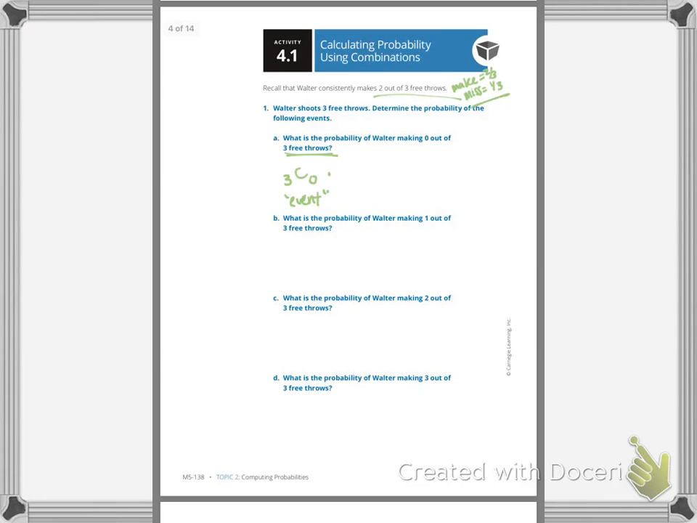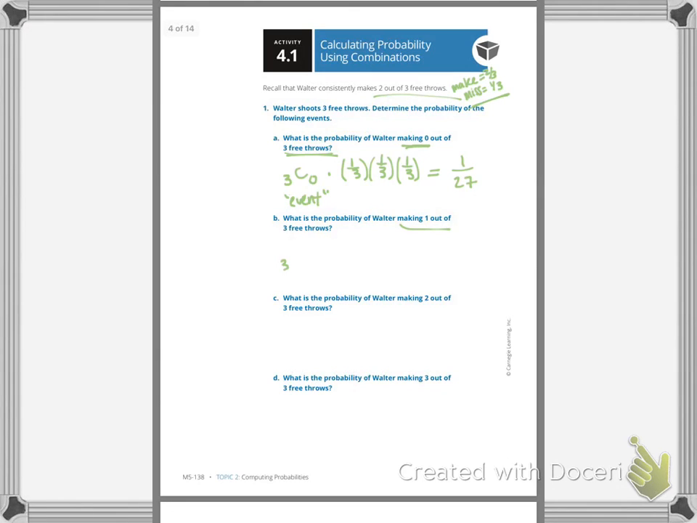Okay, so if he made 0 of them, that means he missed all 3. So I have 1 miss, 2 misses, 3 misses. I type that all in being multiplied because remember it is independent, we're multiplying them. I get 1 out of 27. Okay, so what is the probability of Walter making 1?